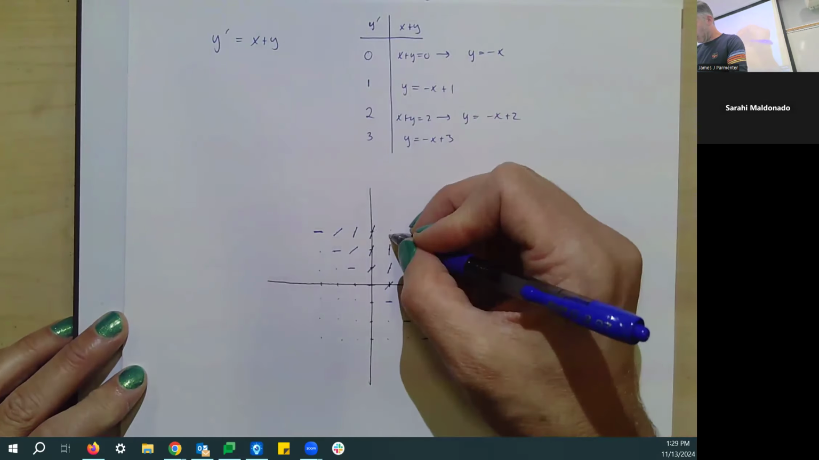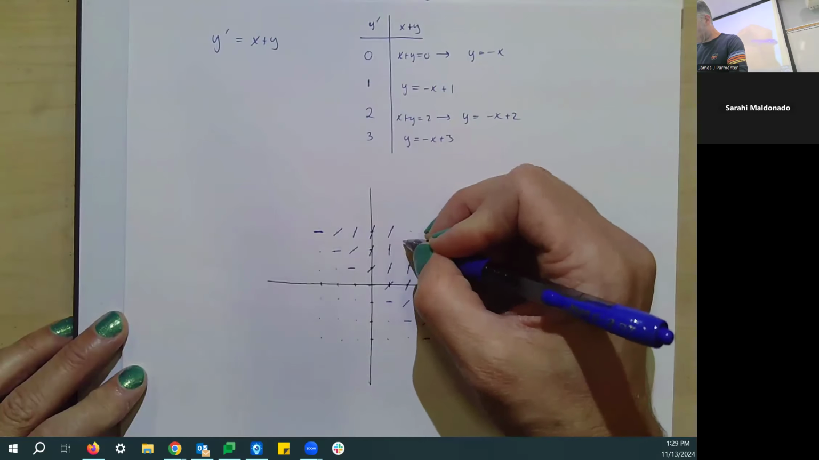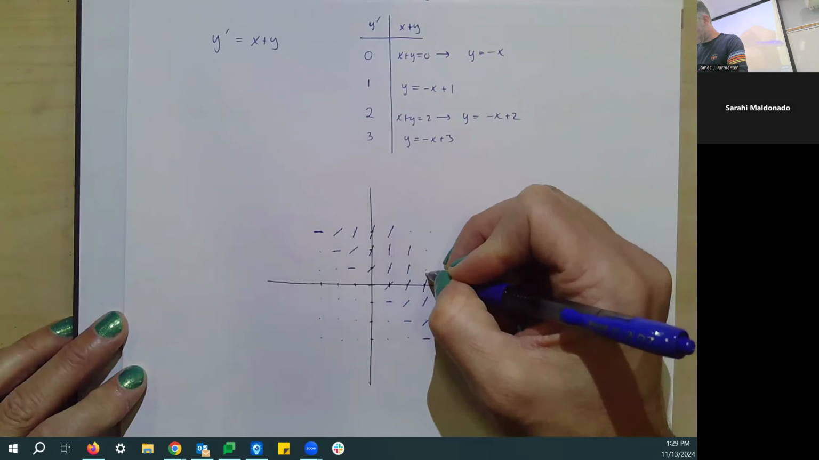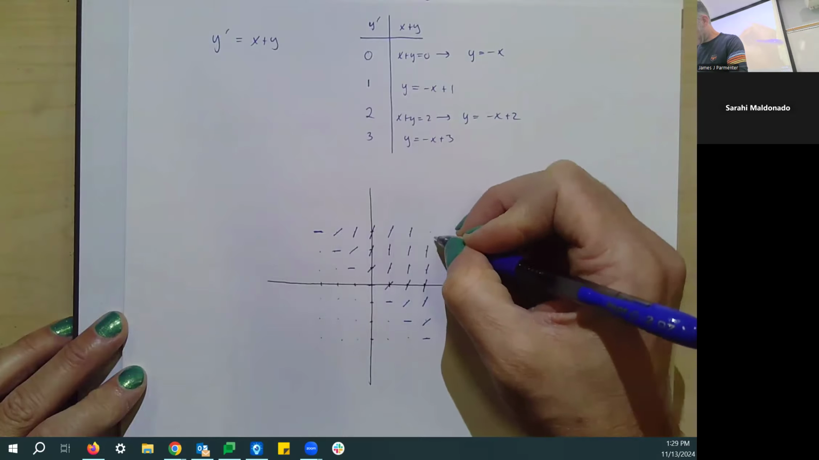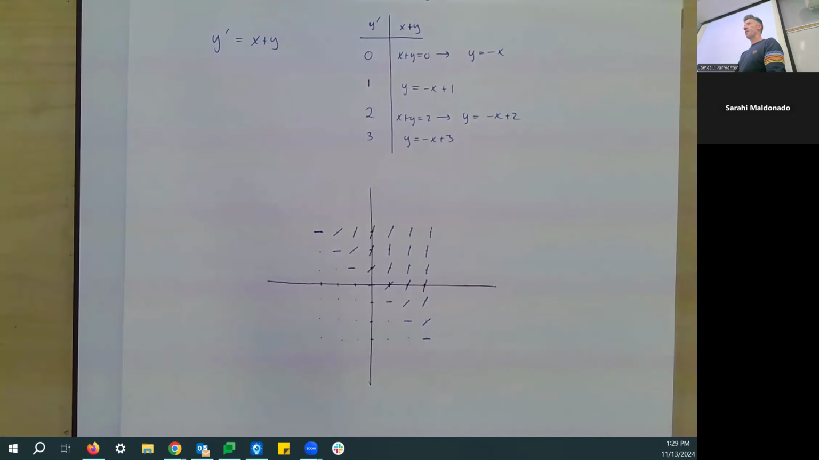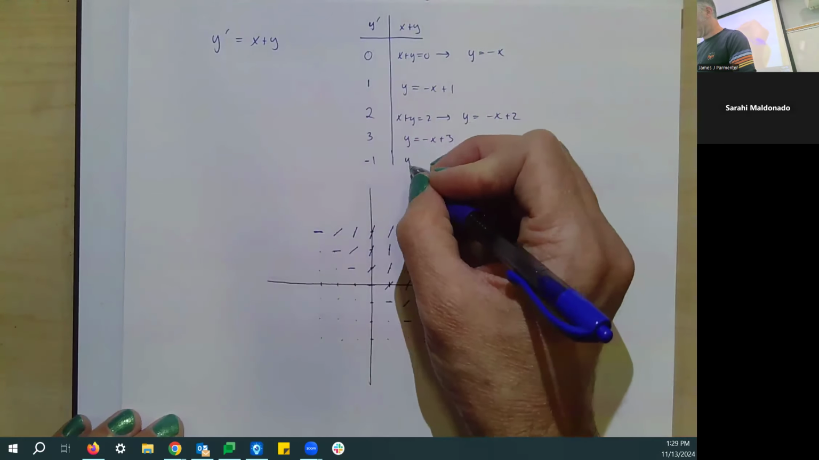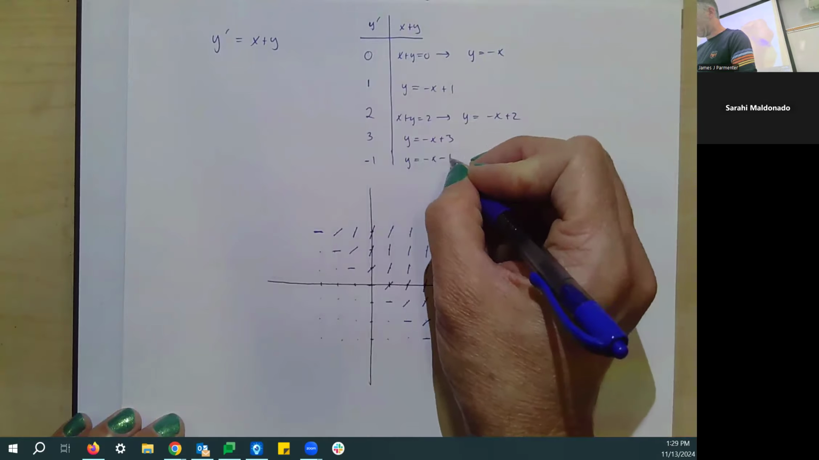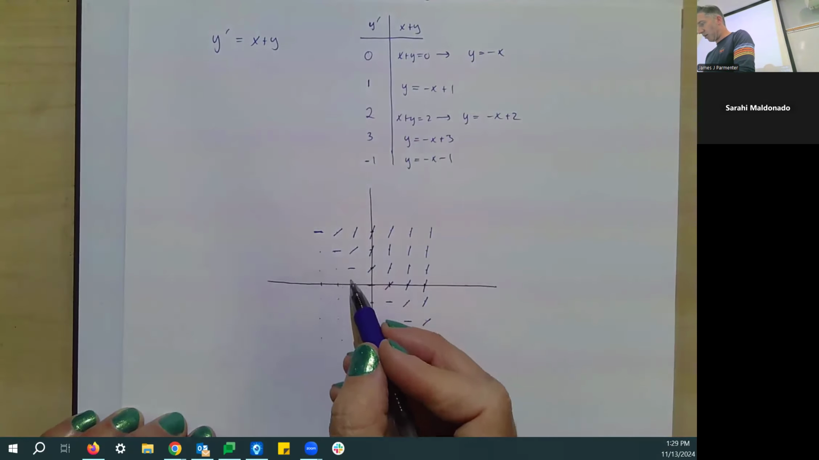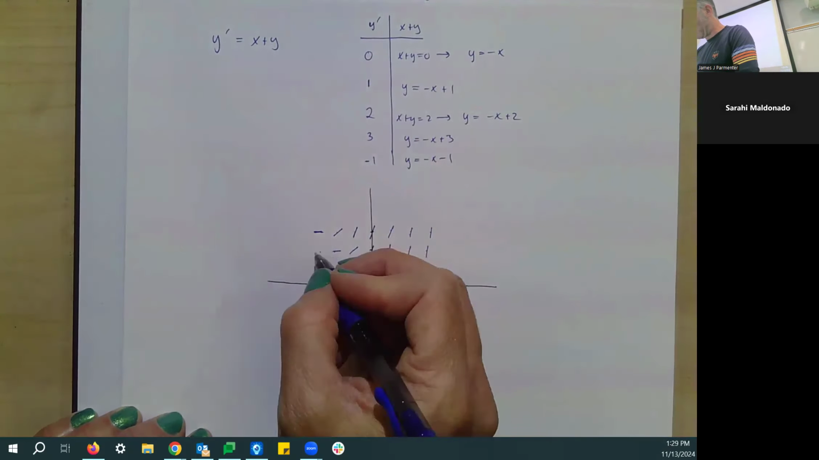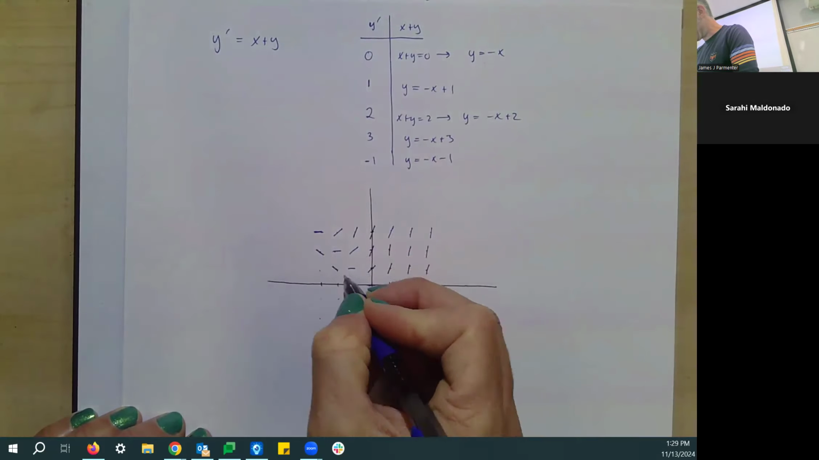And then steeper than, so this one's going to be 4. Wow. Yeah, good job, James. And then 5. And then 6. Sure. And then in the other direction, if y prime is negative 1, then you get y equals negative x minus 1. So it's this line here. And that slope will be negative 1, which is going to look like that.